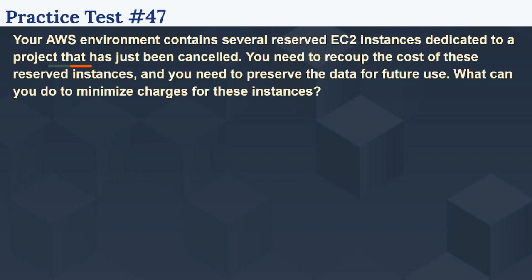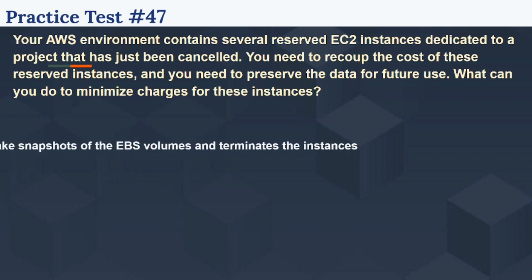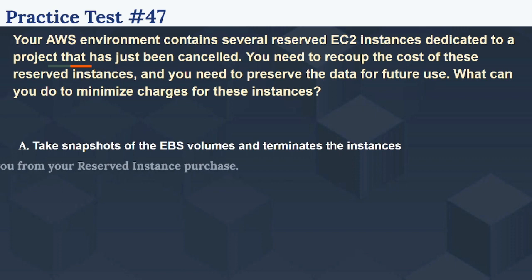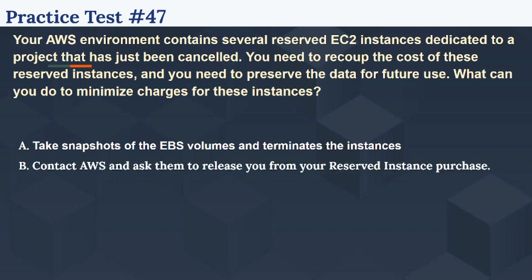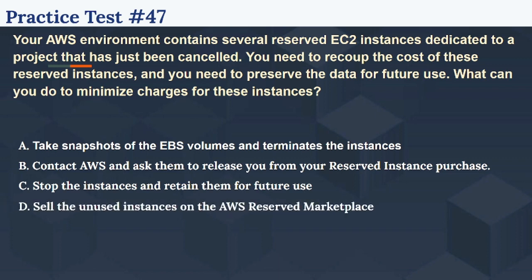So the options are: Option A, take snapshots of the EBS volumes and terminate the instances. Option B, contact AWS and ask them to release you from your reserved instance purchase. Option C, stop the instances and retain them for future use. Option D, sell the unused instances on the AWS reserved marketplace. Please select your answer in the next 5 seconds.